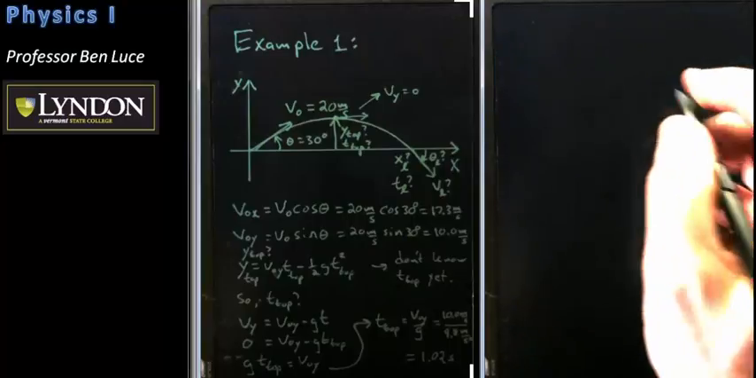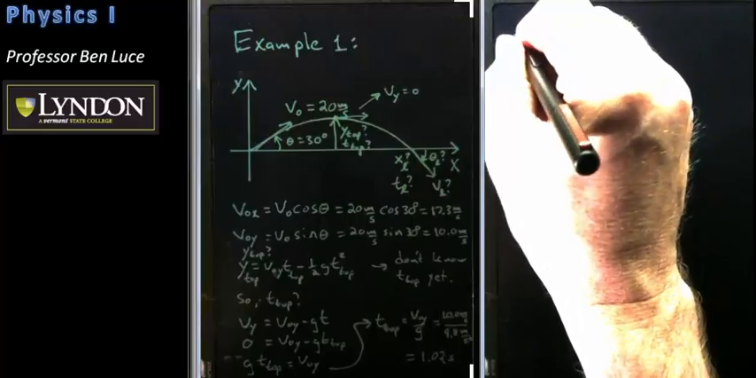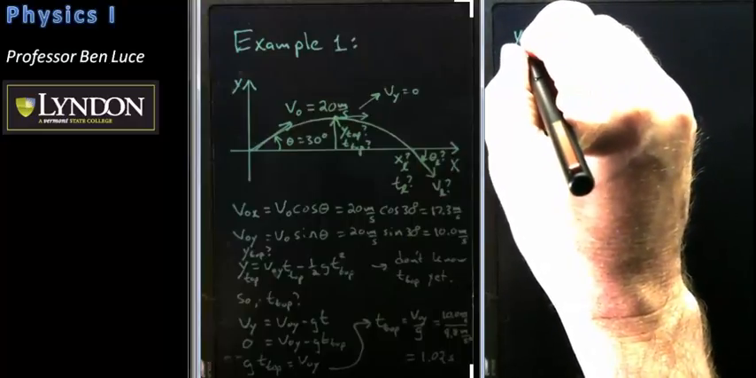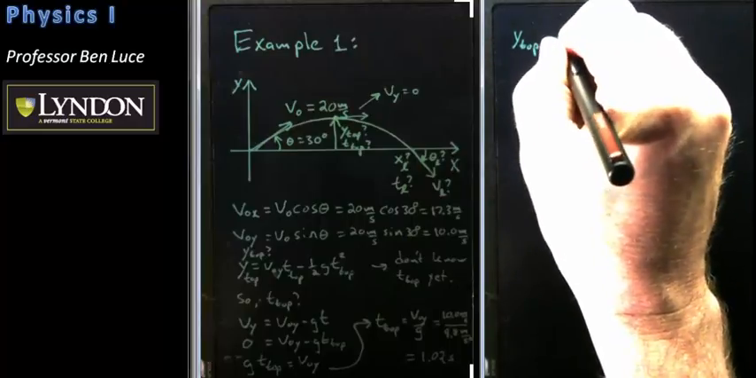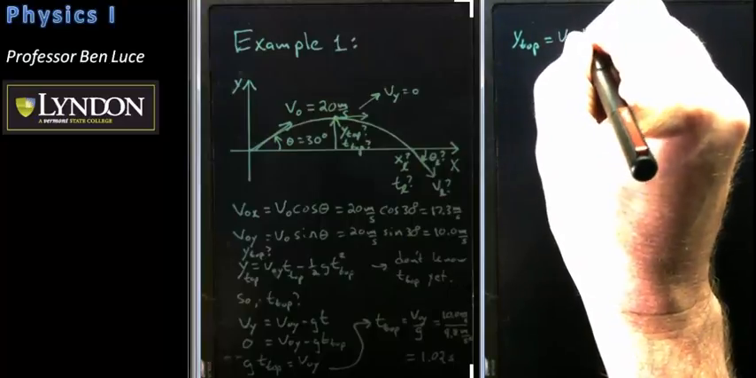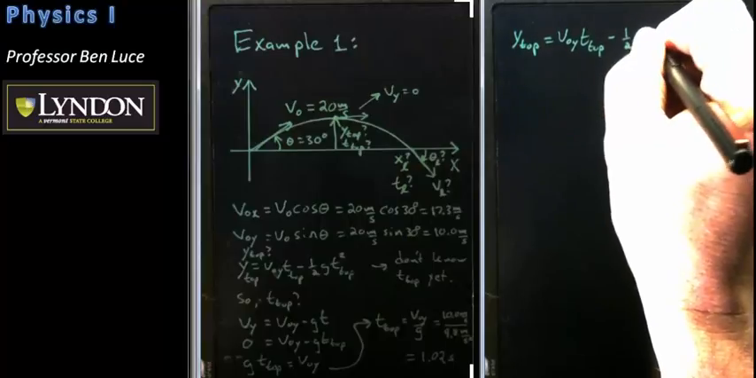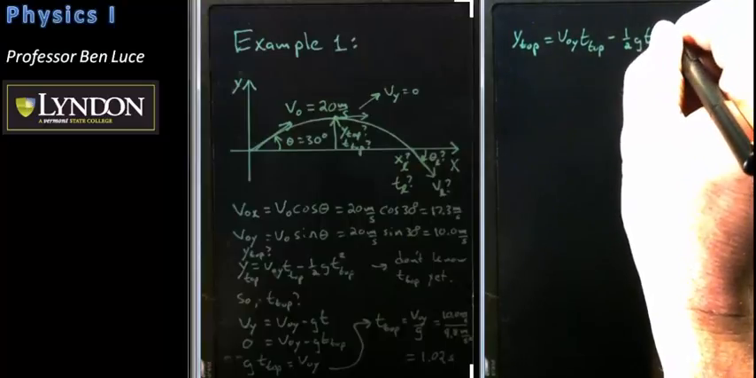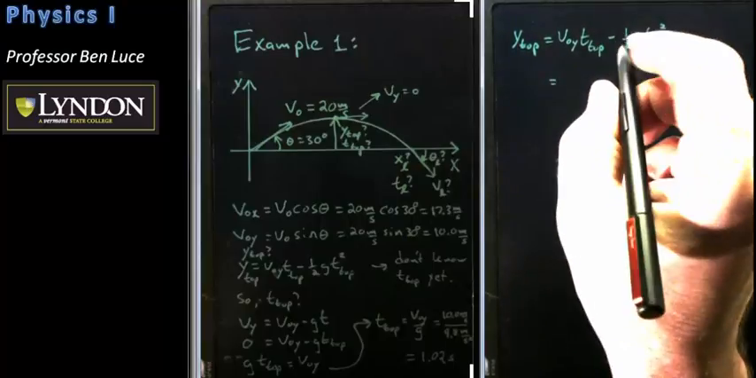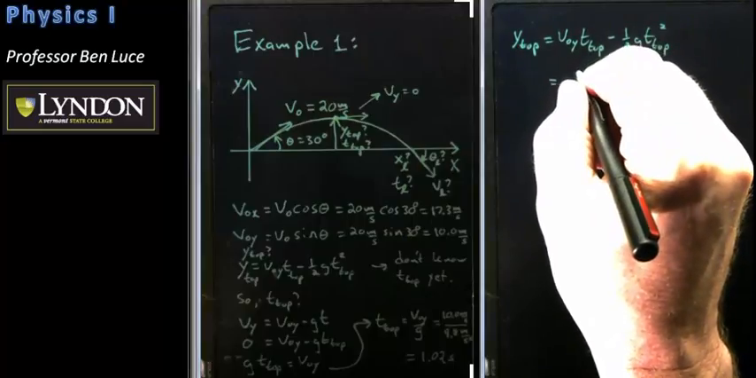Now let's move on and compute y top. So y top will therefore be v naught y t top minus 1/2 g t top squared, and we put all the variables in here.